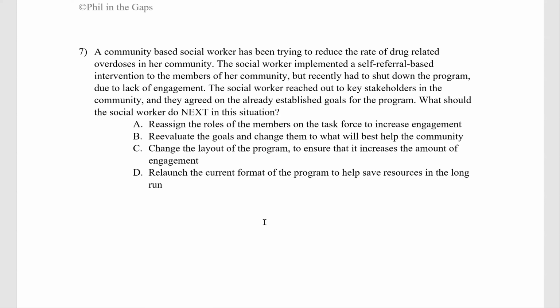A. Reassign the roles of the members on the task force to increase engagement. B. Reevaluate the goals and change them to what will best help the community. C. Change the layout of the program to ensure that it increases the amount of engagement. Or D. Relaunch the current format of the program to help save resources in the long run.